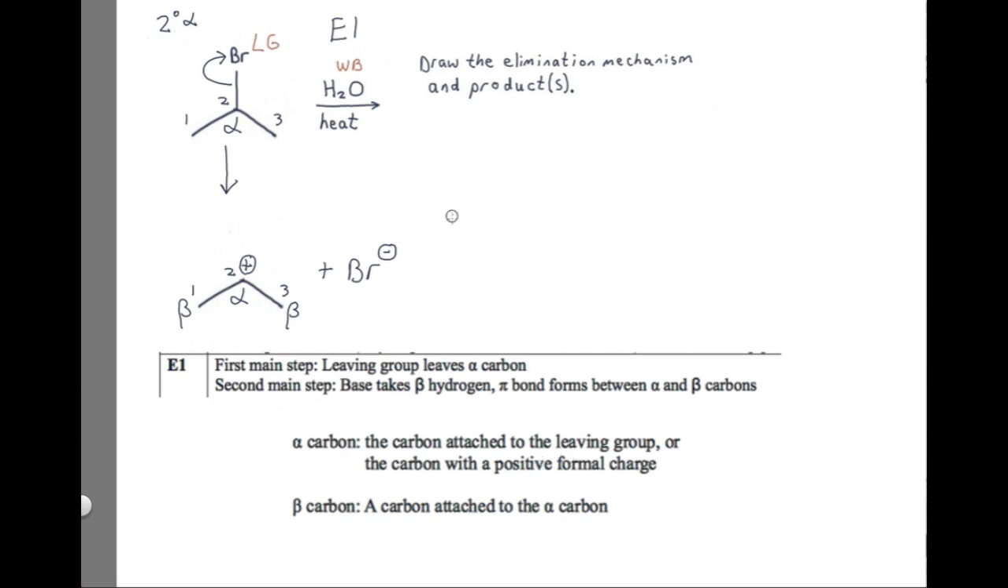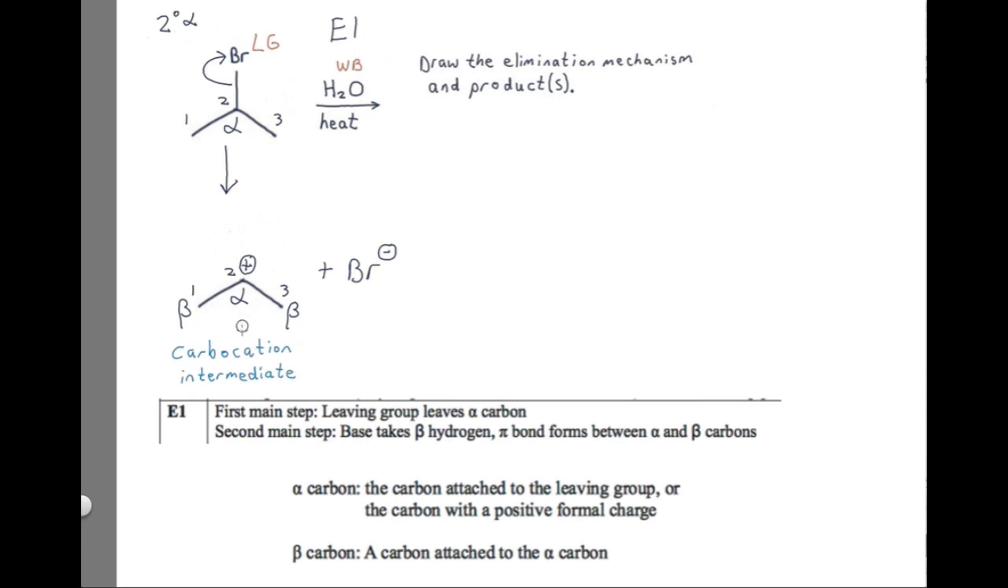So in this context, it's helpful to define the alpha carbon as the carbon attached to the leaving group, as here, or the carbon with a positive formal charge, as here. Then the beta carbon is defined as a carbon attached to the alpha carbon. So in this case, we have two beta carbons. Carbon 1 and carbon 3 are beta carbons because they're both attached to our alpha carbon.